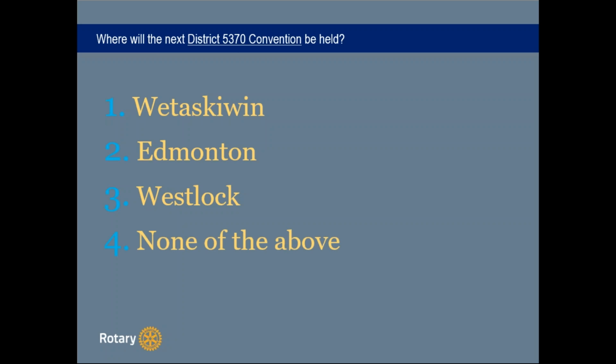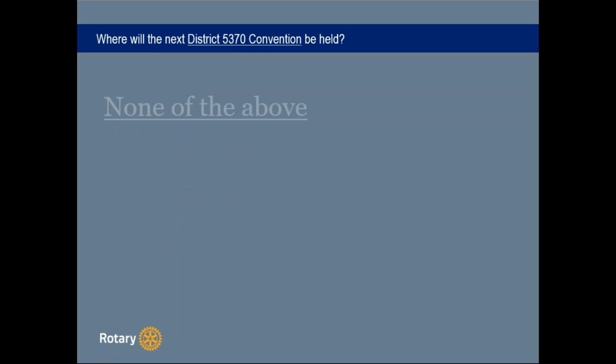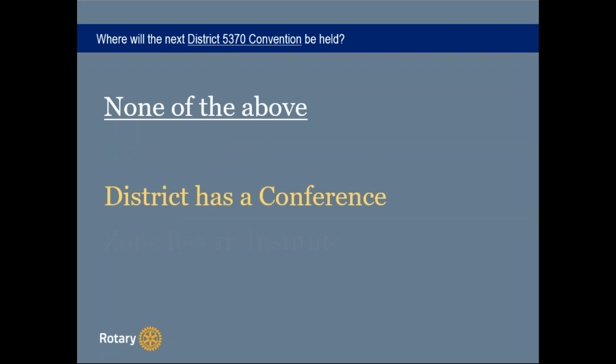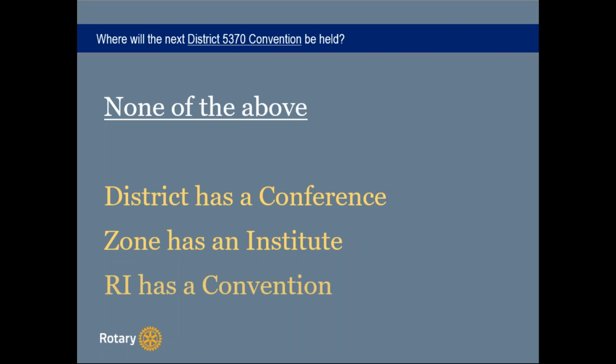So what's the answer? Westlock District Conference in early April. Okay, this is the trick question. The district has a conference, the zone has an institute, and RI has a convention. Well, but I said that. So none of the above. Many people make that mistake. They call it a district convention.